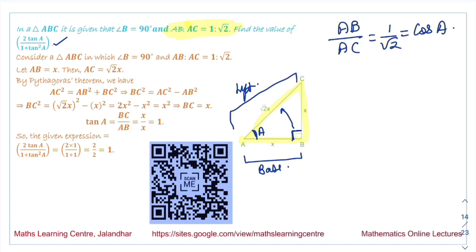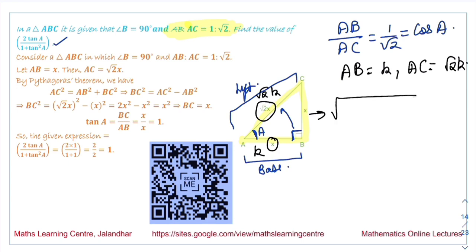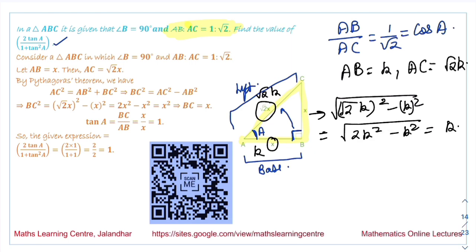Now we have AB equal to K and AC equal to root 2K for some constant K. So this length AB is K and this AC length is root 2K. So the length of this BC will be root of (root 2K) square minus K square, and this comes out to be 2K square minus K square, and that is equal to K. So the length of this side is K.